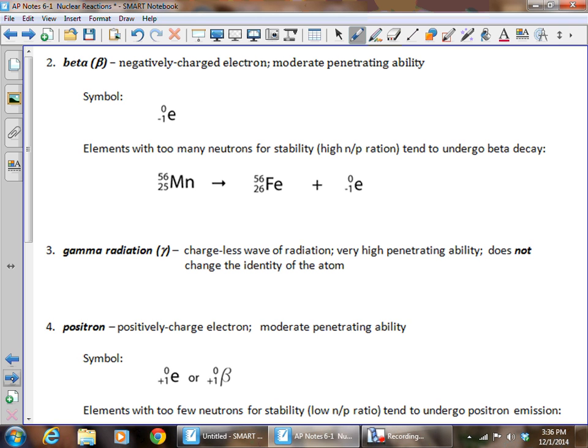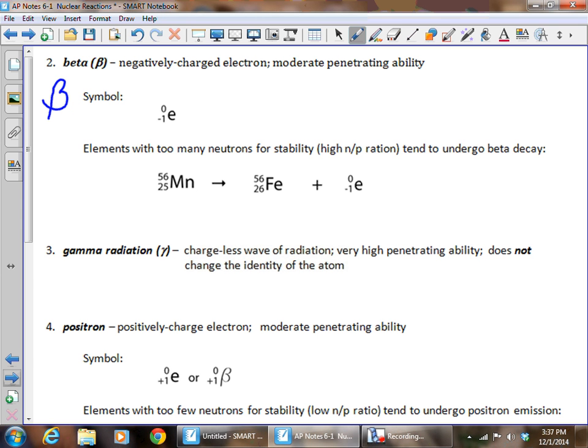Beta radiation, or beta emission. We have the symbol beta. It's an electron. It's negatively charged. That 0 over -1, the 0 on top stands for the fact that it doesn't have any protons or neutrons in it. Now, the -1 on bottom, obviously it doesn't have a -1 proton, but it is just an indication of the charge. It just kind of helps us keep track, like a bookkeeping method, of what's happening to the particles.